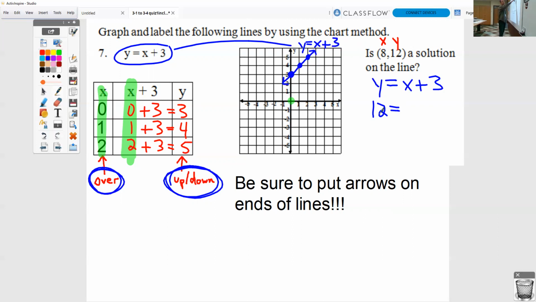Instead of x plus 3, we're going to have 8 plus 3. 8 plus 3 is 11. Does 12 equal 11? No, it does not. Therefore, our answer is no. If they don't check, your answer is no. If they do check, your answer is yes.